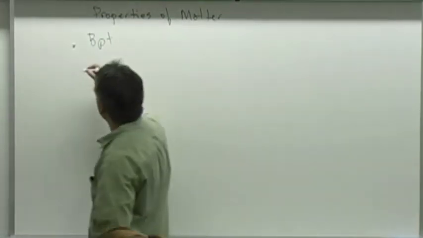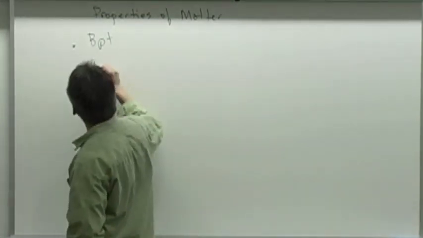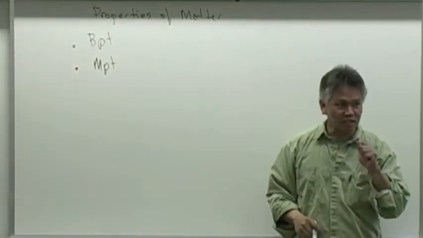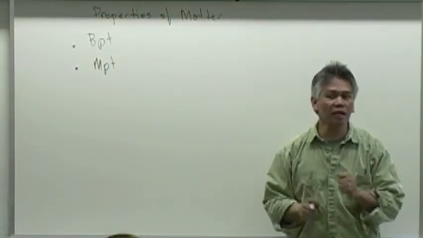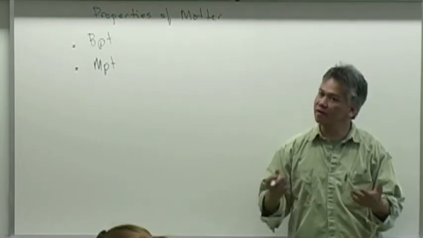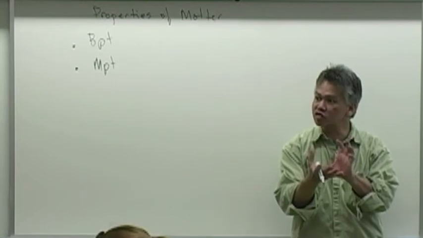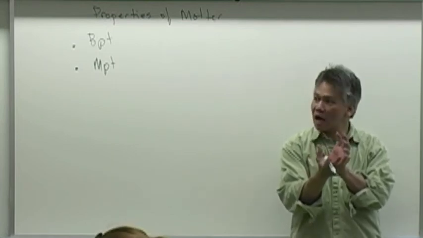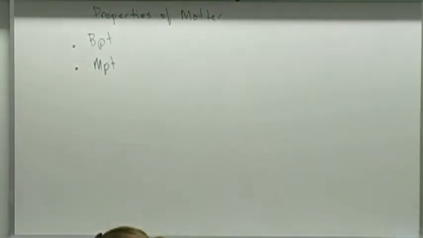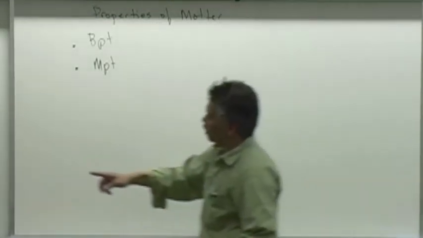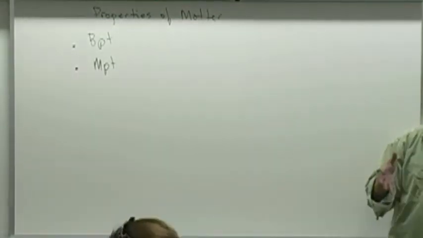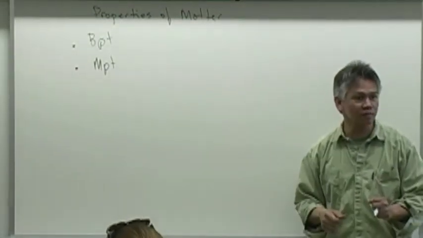Another property that measures strength of intermolecular force is melting point. At what temperature does a solid convert over to a liquid? That's a melting point. And if matter is held together very strongly, then it'll take a lot of energy to pry them apart to get to that liquid state. And so the temperature is going to be higher for matter with strong intermolecular force.